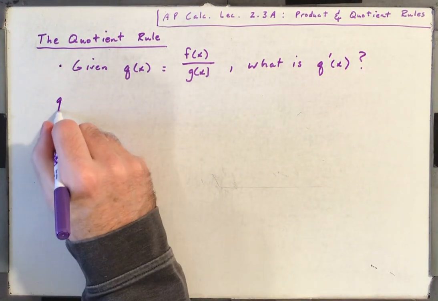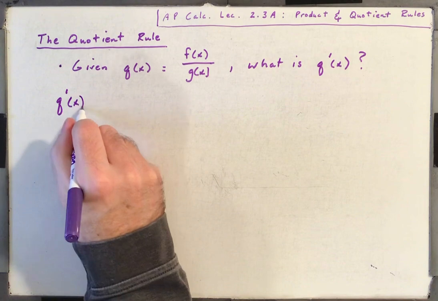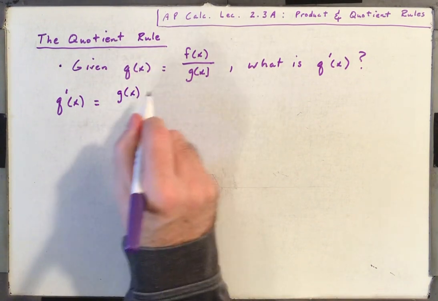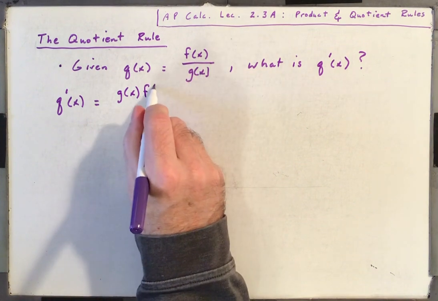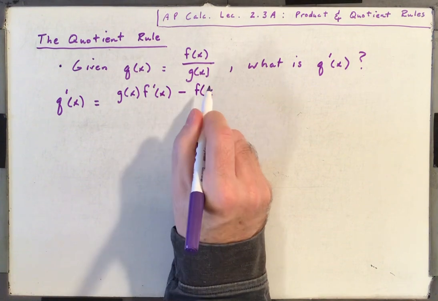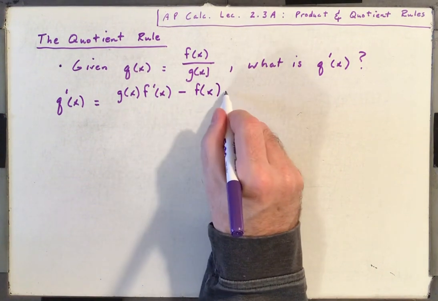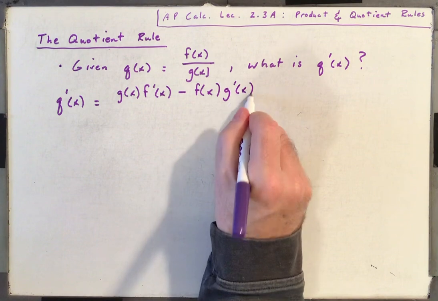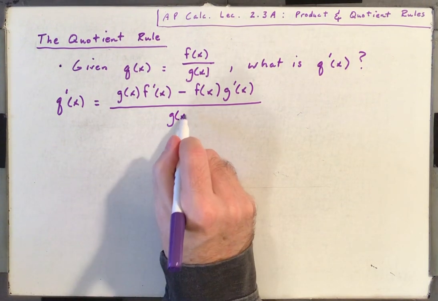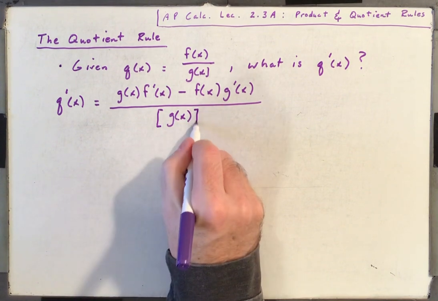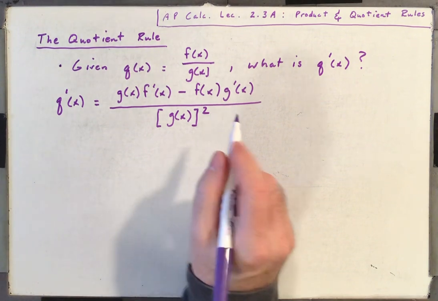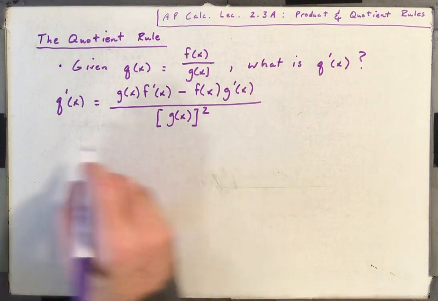Okay, so here's the formula. Q prime of x is equal to the bottom, g of x, times the derivative of the top, f prime of x, minus the top, f of x, times the derivative of the bottom, g prime of x, all over the bottom, g of x, all squared. Okay, so that looks fancy, but it's actually not too bad.